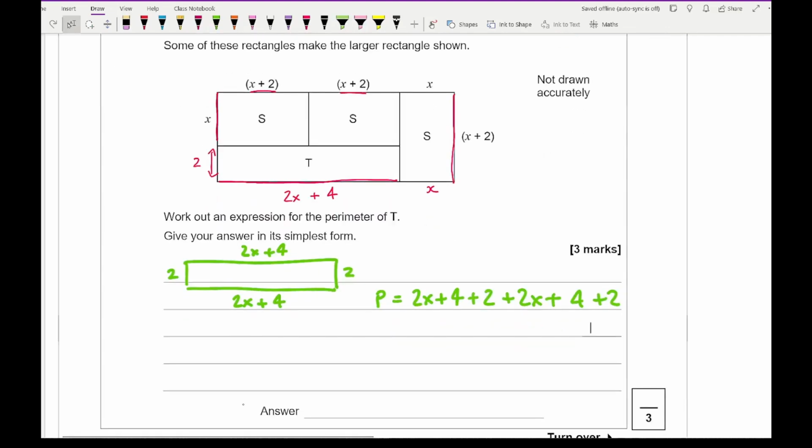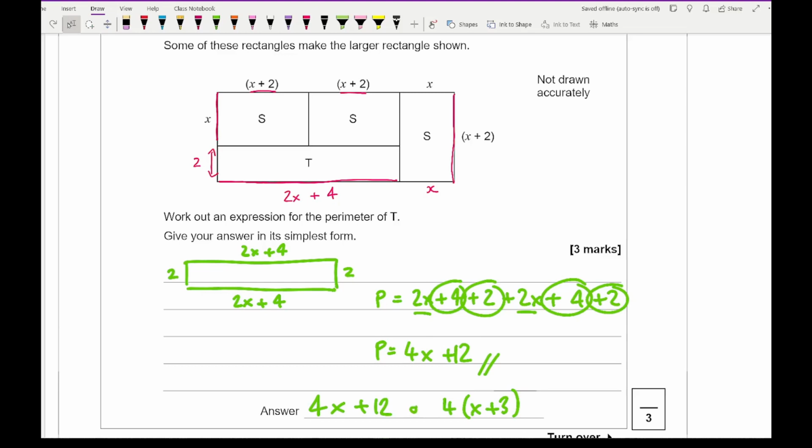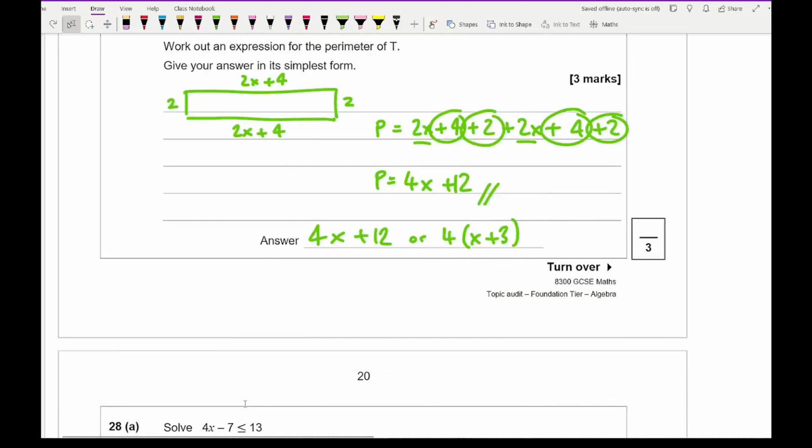Then all I need to do is collect all the like terms together. So looking at the x's, I've got 2 plus 2, which is 4. And then looking at the numbers, I've got 4 plus 2, which is 6, plus 4, which is 10, plus another 2, which is 12. So my answer is 4x plus 12. Or if you want to factorize that, you can have 4 and then x plus 3. So any of those would be absolutely fine.